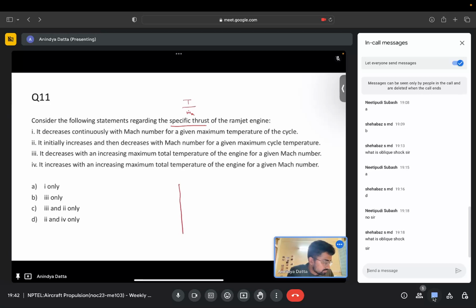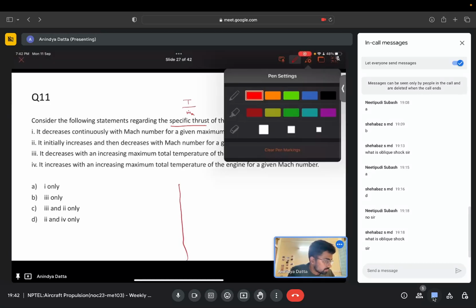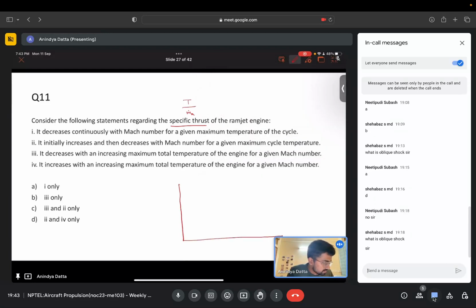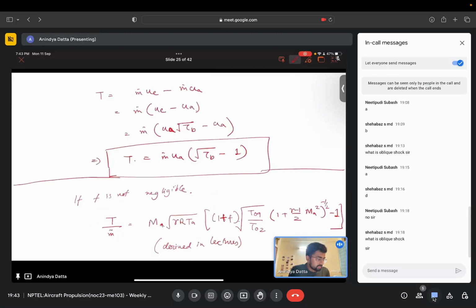So we'll just draw this variation. You have T by m dot versus Mach number. I am plotting this expression, basically this one. You see here T by m dot is the specific thrust, so it depends on Mach number. You have Mach number here and also Mach number here. So Mach number appears in two places.